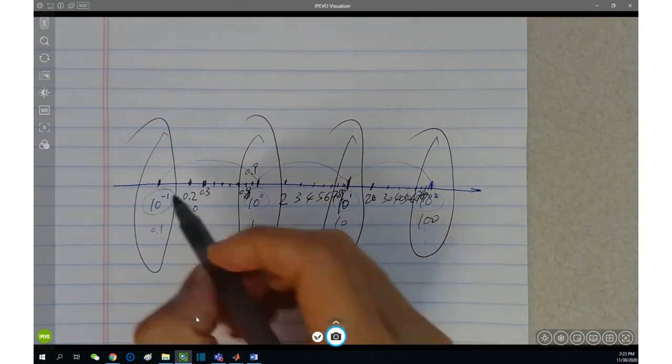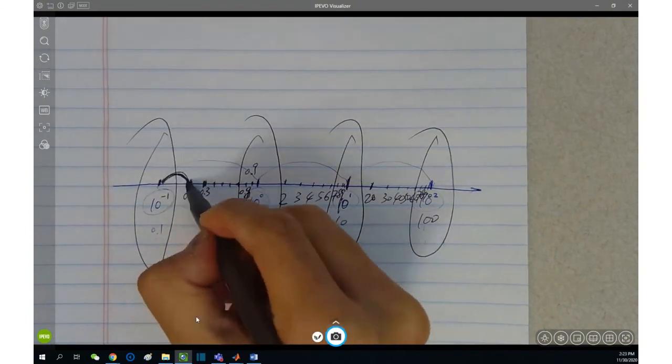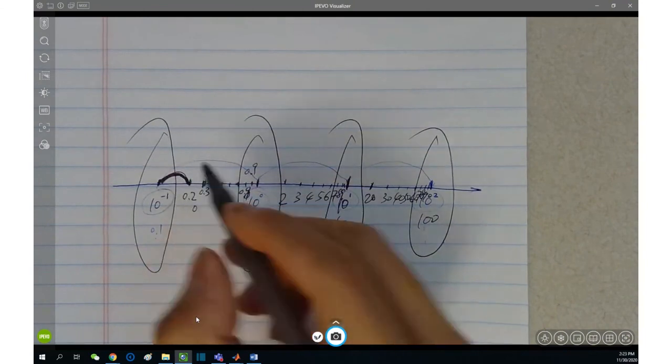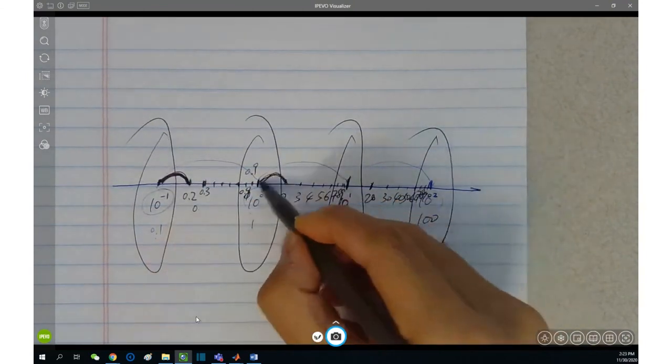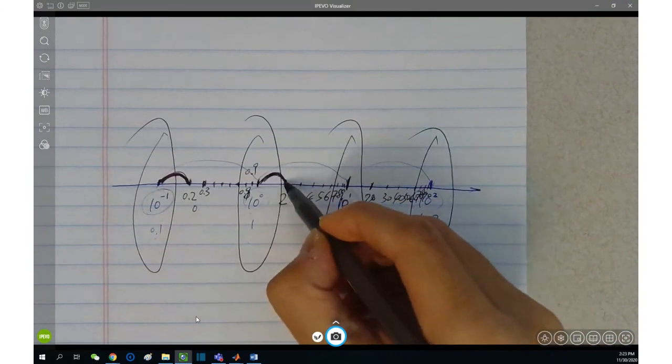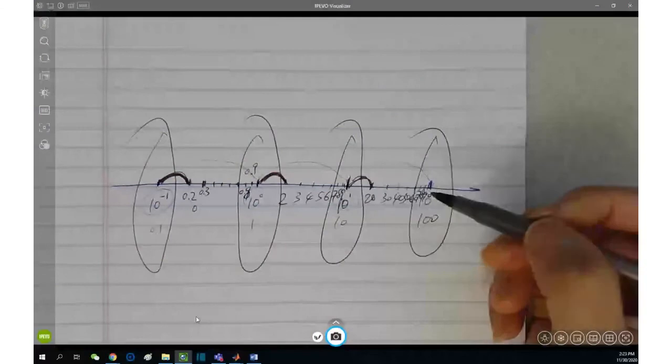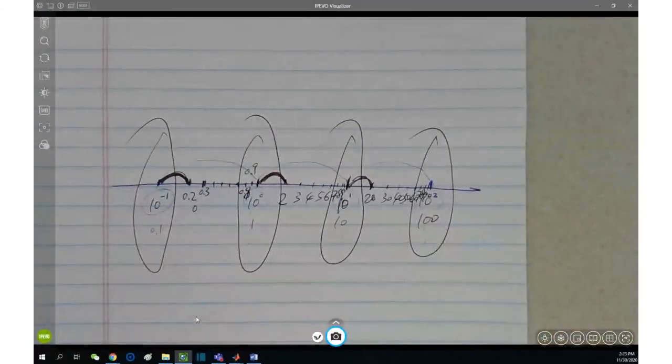Because obviously this one division here is representing what? 0.1, right? However, this division, one division is representing what? 1. This is representing what? 10. They are different. Does it make some sense?